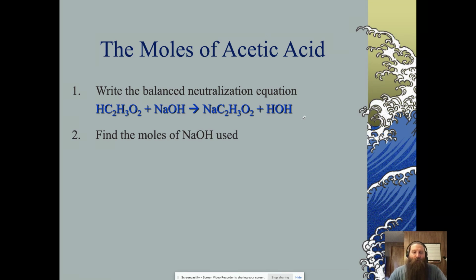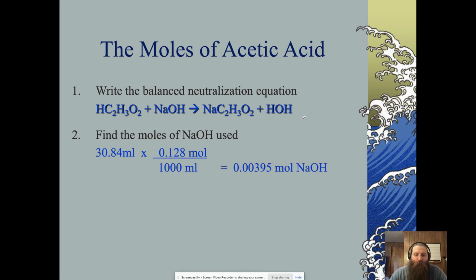The second thing we need to do is figure out how many moles of sodium were used. So the problem tells us we have 30.84 milliliters. And we know that there are 1,000 milliliters in a liter, and we want to convert our milliliters to moles using the molarity. So the problem gave us the molarity, so we do that calculation, and we get 0.00395 moles of sodium hydroxide.